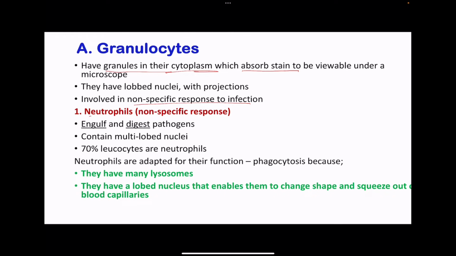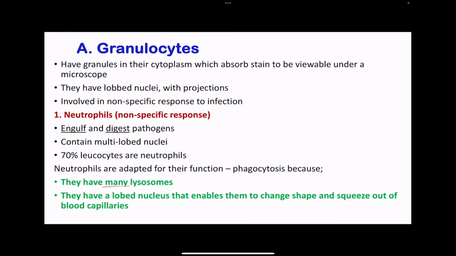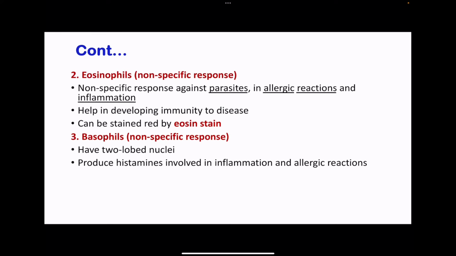These include the neutrophils. The neutrophils participate in phagocytosis, and they engulf and digest the pathogens. They have multi-lobed nuclei, with 70% of the leukocytes being neutrophils. They have many lysosomes, and these lobed nuclei allow them to squeeze out of blood capillaries into specific areas where infection could have spread. Other granulocytes include eosinophils.